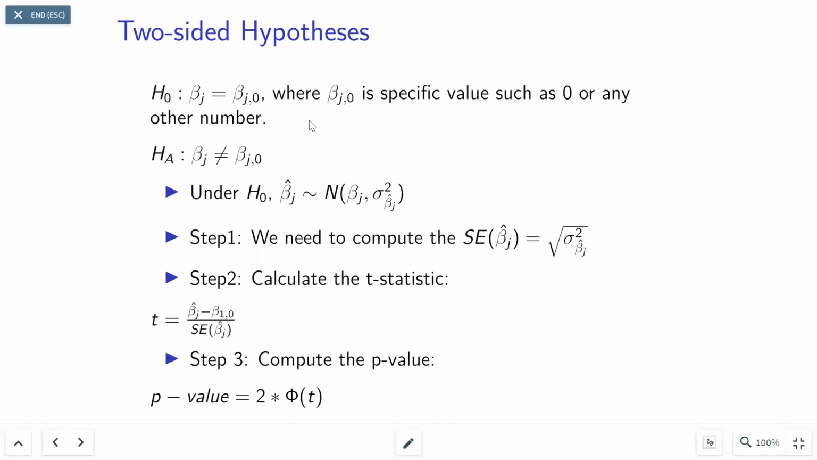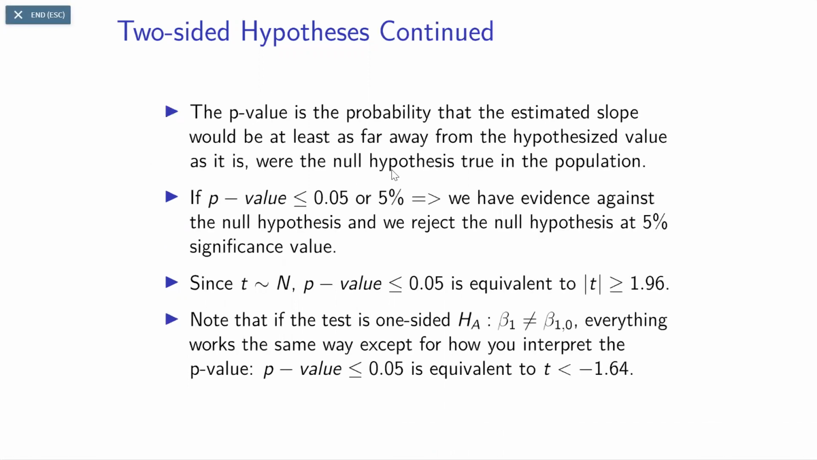The detailed steps for doing a hypothesis test for beta j are specified on this slide. The steps are the same as before. If you want to use the p-value to draw the conclusion, then for a p-value smaller than 5%, we say that we have enough evidence to reject the null at a 5% level. Otherwise, if the p-value is greater than 5%, then we don't have enough evidence to reject the null at a 5% level.